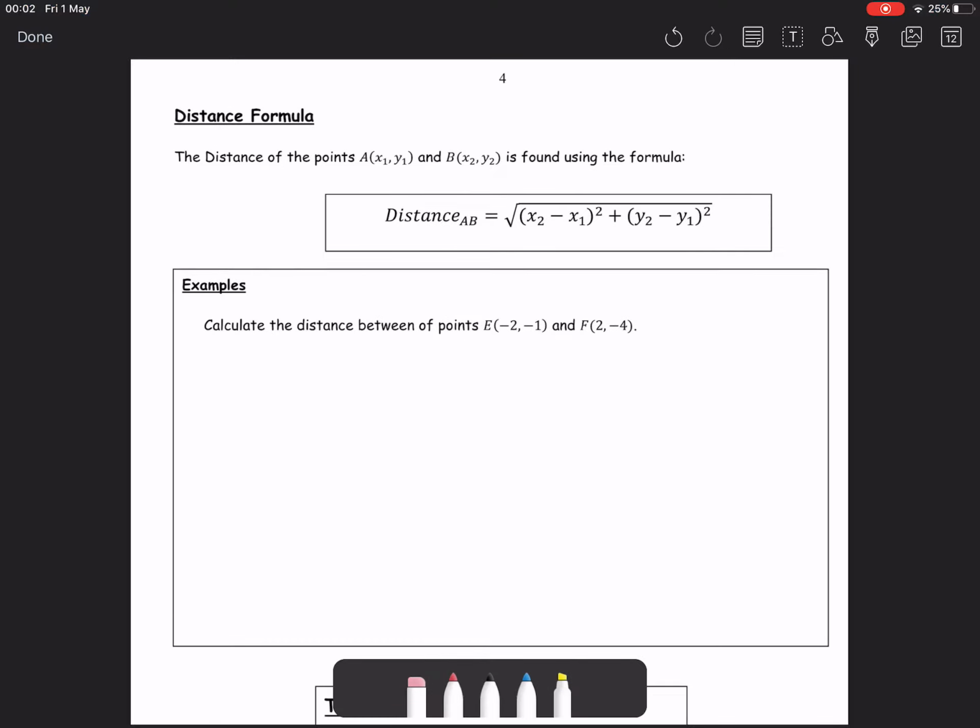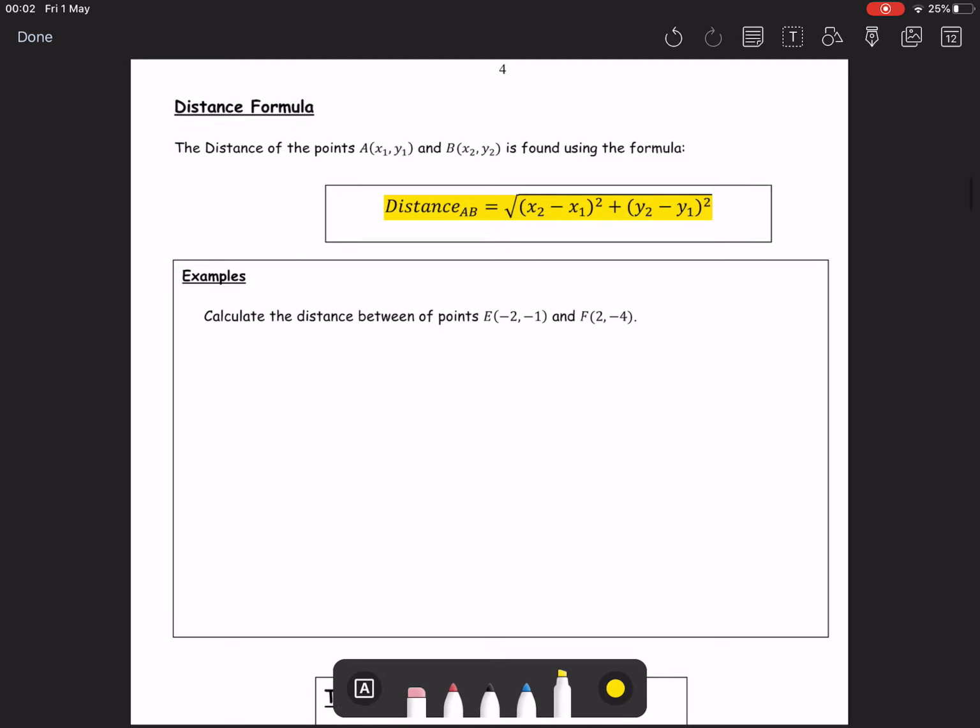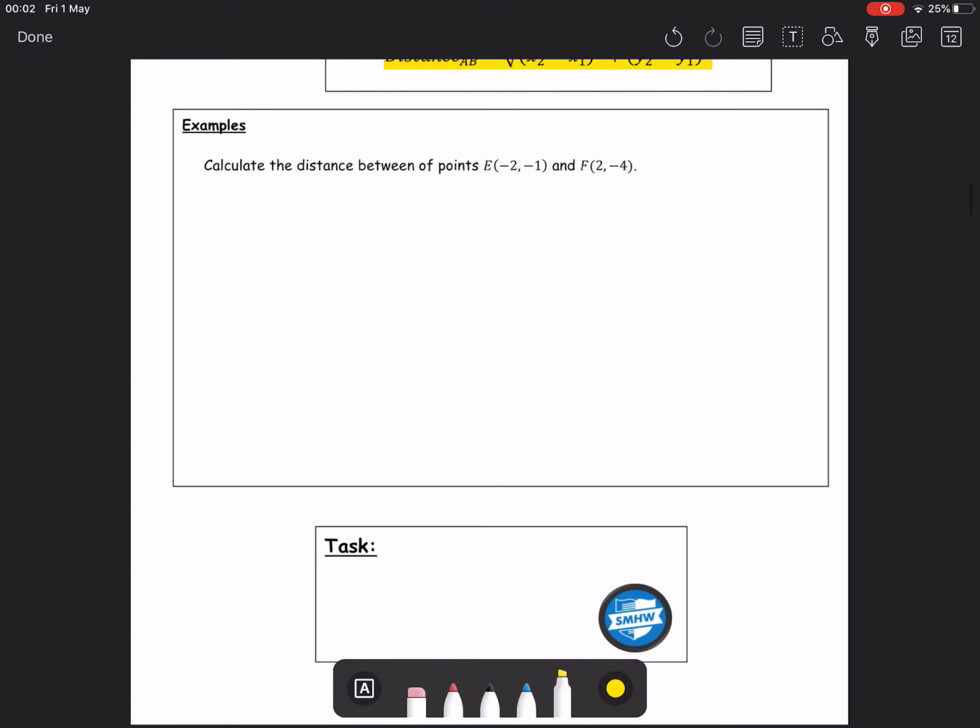So the distance formula is kind of self-explanatory in the sense it's the distance between two points. And within that, there's a direct relation to Pythagoras, and I'll show you that when we look at our first example. So in the example, we'll calculate the distance between the points E and F.